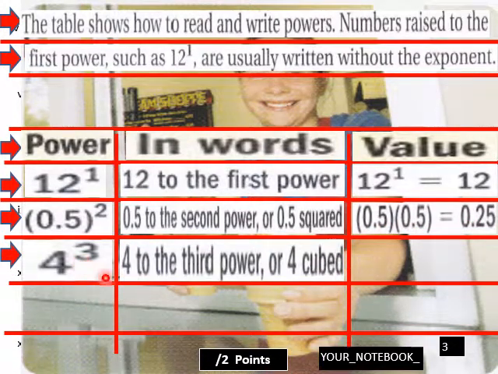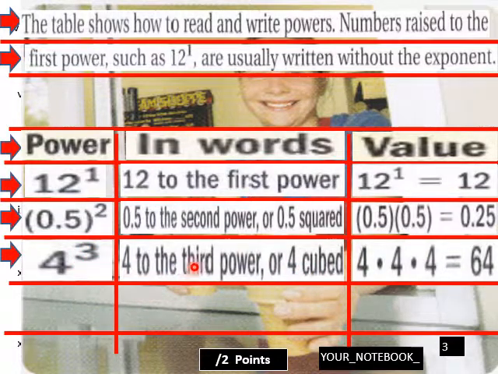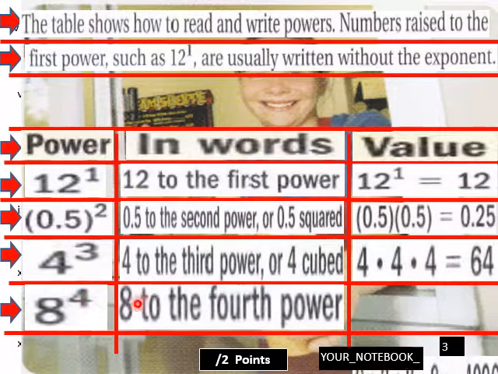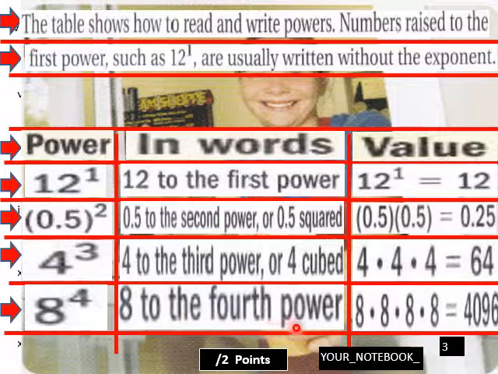And then 4 to the third power, or 4 cubed. 4 times 4 times 4 is 64. Then 8 to the fourth power would be 8 times 8 times 8 times 8, which is 4,096. So here is a good example of how powers are used and what their values are.